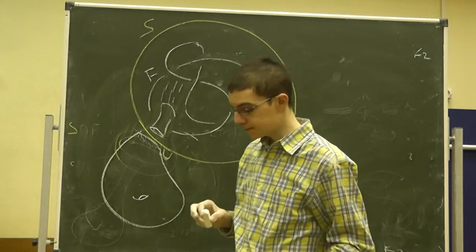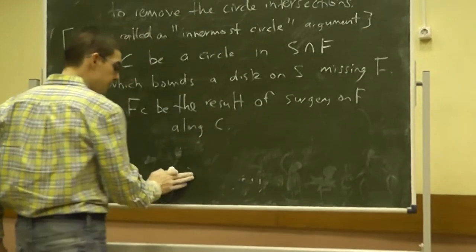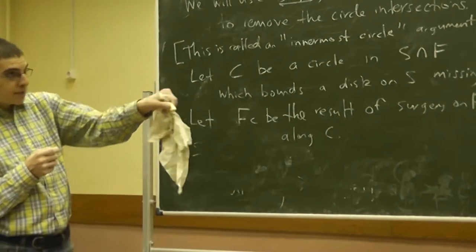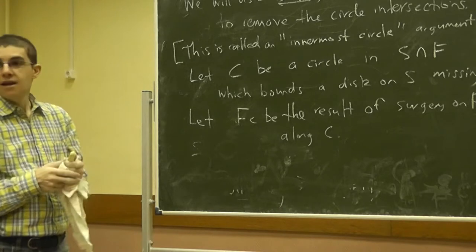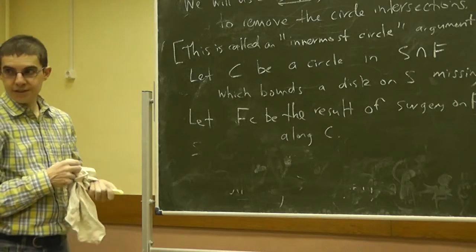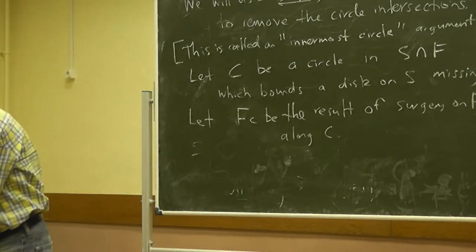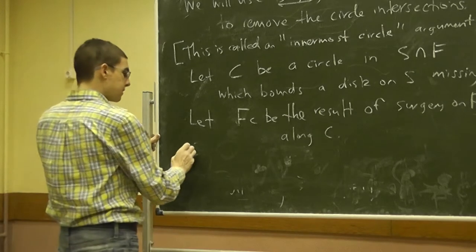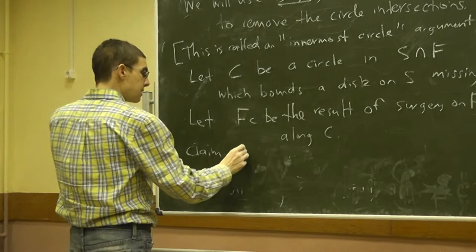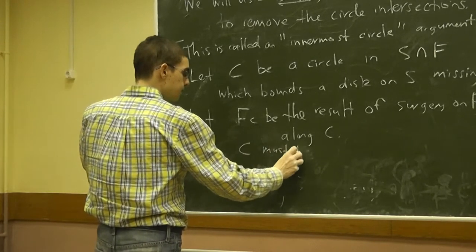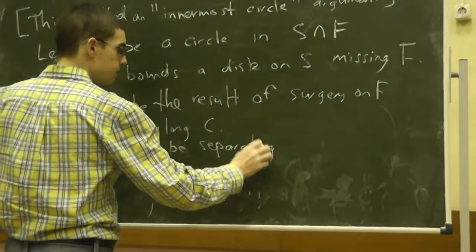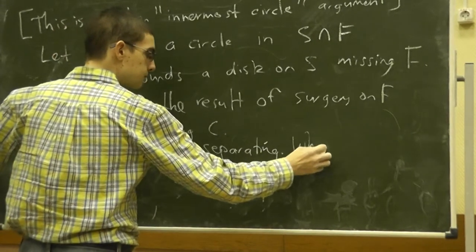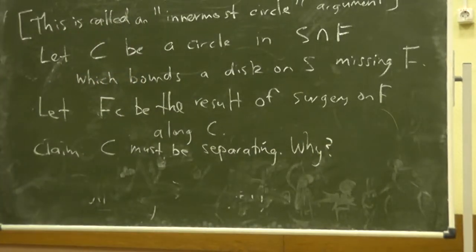Okay, so now let's consider that F_C is the result of the surgery. Now there are two cases. In my picture, was C separating or non-separating? Separating. Okay, so now I claim that it's always going to be the case. So let's see why. Claim: C must be separating. And why is that? Suppose it weren't separating.